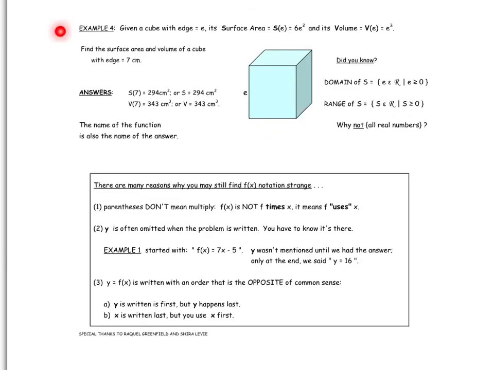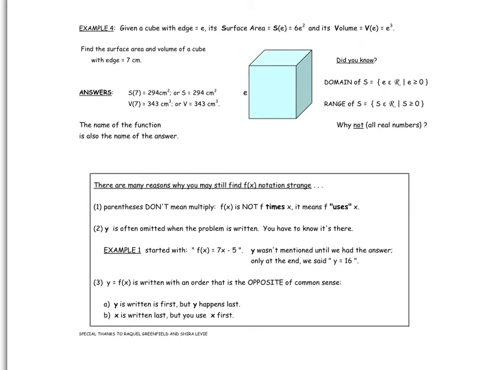In our study of geometry, we learned that the surface area of a cube is found with the formula 6e squared, and the volume of a cube is found using the formula e cubed. And that is when e is the length of the edge or the length of the side of the square used to construct your cube. Notice that because S was surface area, I named the surface area function S of E. And because V is the first letter in the word volume, I named the volume function V.